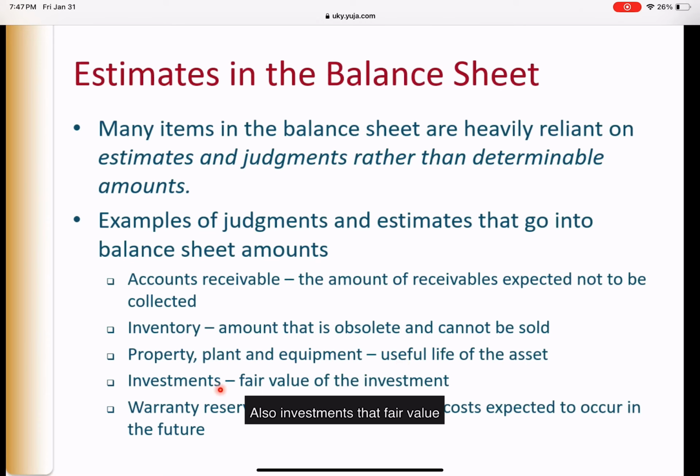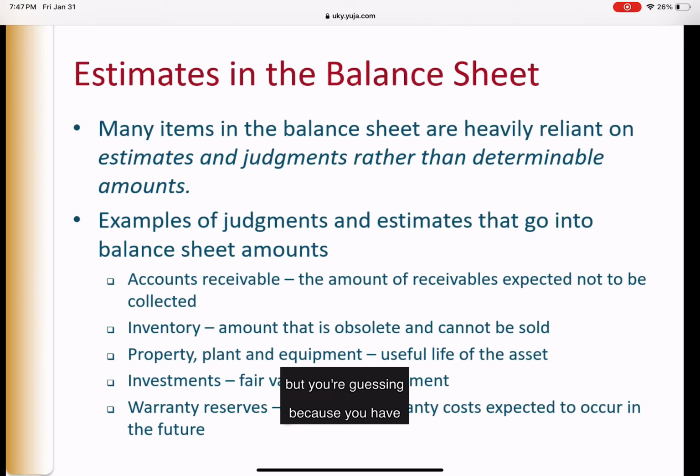And also investments, that fair value of the investment is going to fluctuate, obviously, if it's in stocks or bonds. Warranty liabilities, another classic example. You don't know for sure how much your warranty claims are going to be, but you're guessing because you have to accrue that as an expense. So again, I just want to leave you with the idea that when you look at that balance sheet under assets, a lot of those asset values are subject to significant estimates, and they're not anything close to the market value.